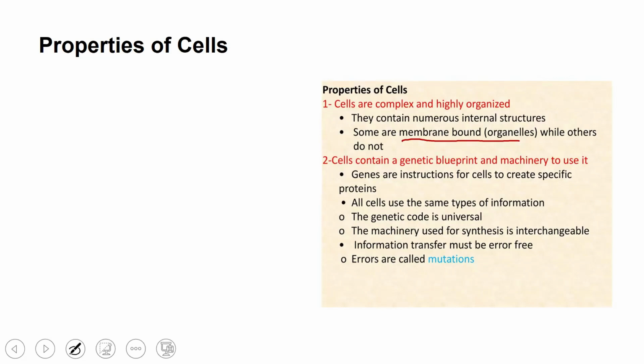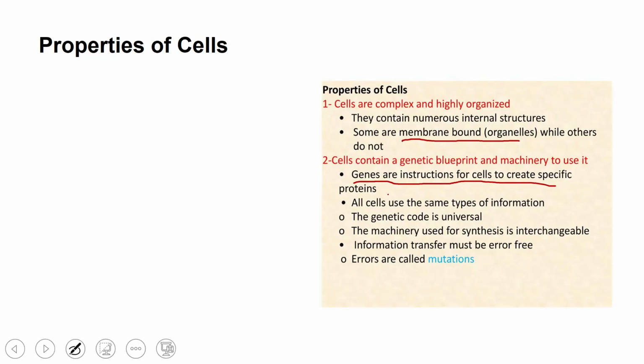And very importantly, the second property of a cell, apart from cells being complex and highly organized, is that cells also contain a genetic blueprint and machinery to use it. This genetic blueprint is DNA, and the DNA is made up of thousands of genes. And what are these genes? Genes are instructions for a cell to create specific proteins.